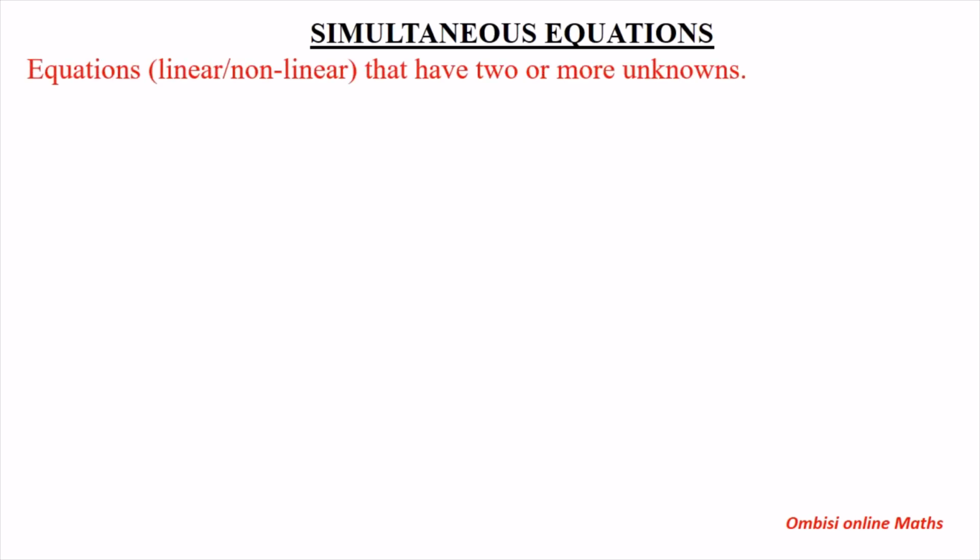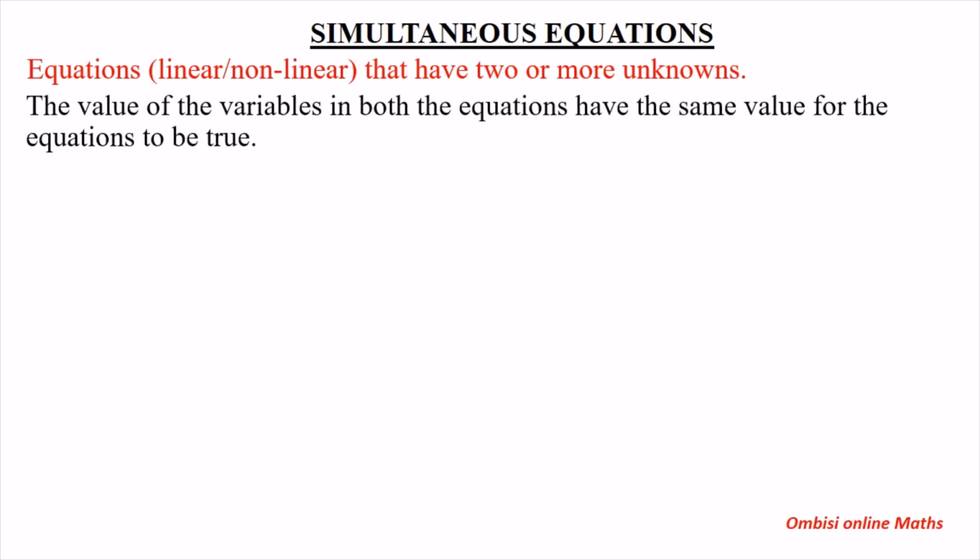Basically, simultaneous equations are nonlinear or linear equations that have two or more variables, two or more unknowns. Depending on the number of unknowns that are there, those are simultaneous equations. The value of the variables, that is the unknowns, in both equations have the same value for the equations to be true. So the value of the unknowns is the same in either of the equations that we will be presented with.